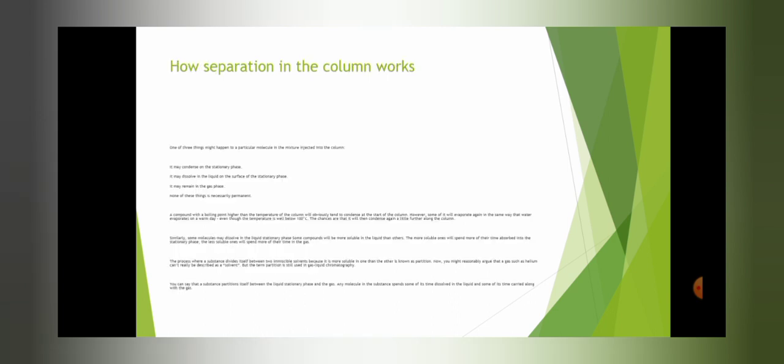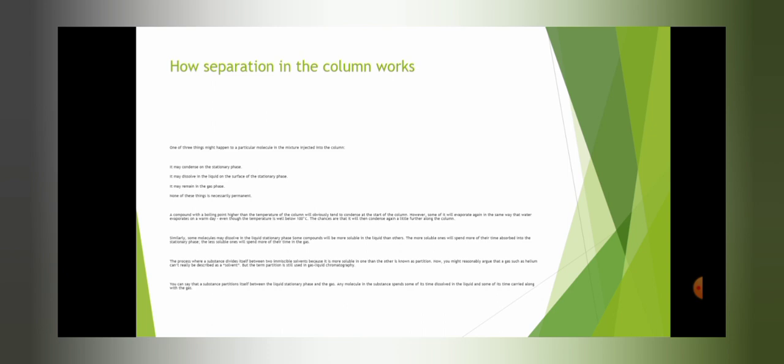So we're going to discuss how separation in the column works. How does separation of an injected sample in the GC work? One of three things might happen to a particular molecule in the mixture injected in the column. The first is that it may condense on the stationary phase. The second is that it may dissolve in the liquid on the surface of the stationary phase. And the last is that it may remain in the gas phase.